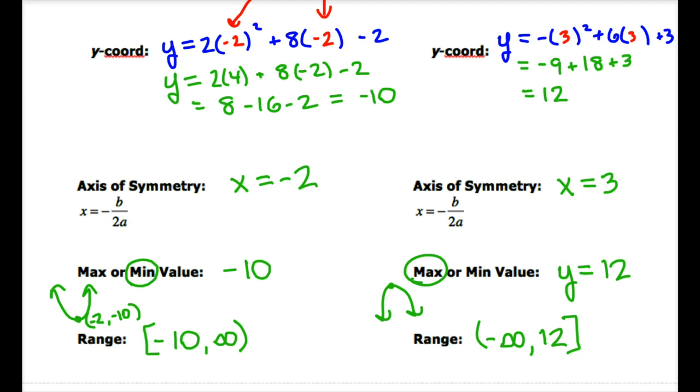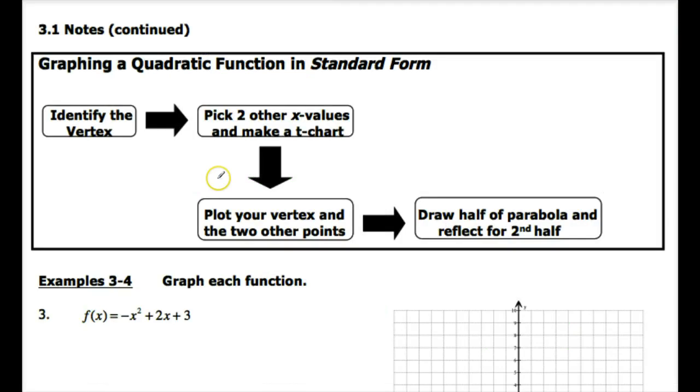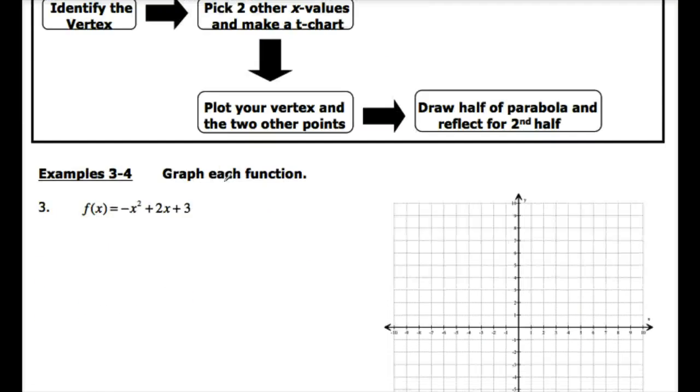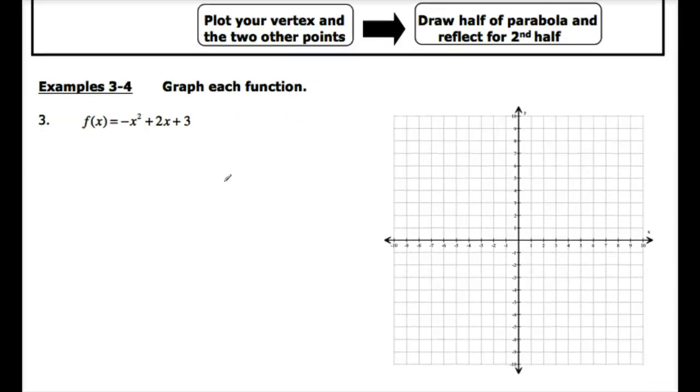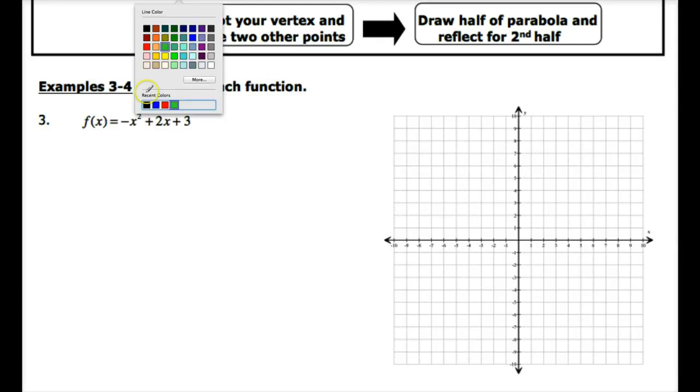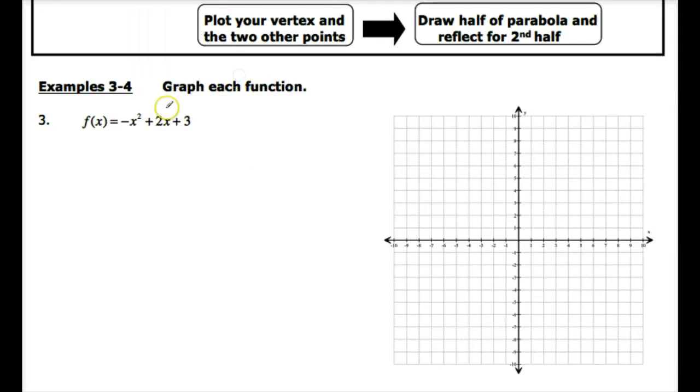Okay, so now that we've practiced identifying the vertex and other parts of the graph given the equation, now let's practice graphing. So to graph a function in standard form, we're just going to use t-charts to do this, and the first value we put in our t-chart is always going to be our vertex. So again, we're going to use our vertex formula to start out each of these graphs.